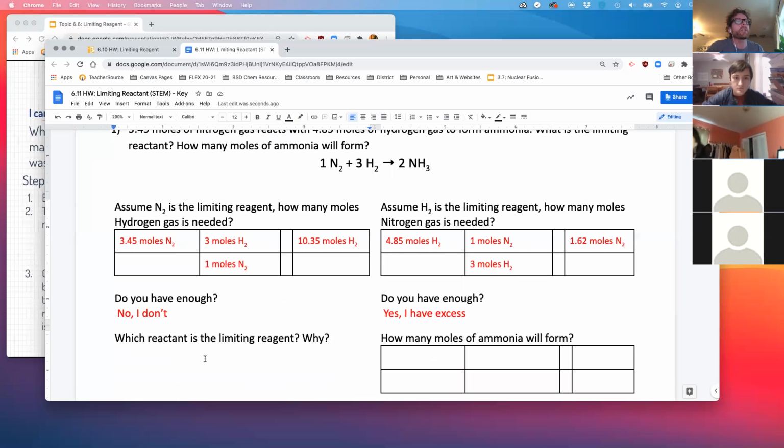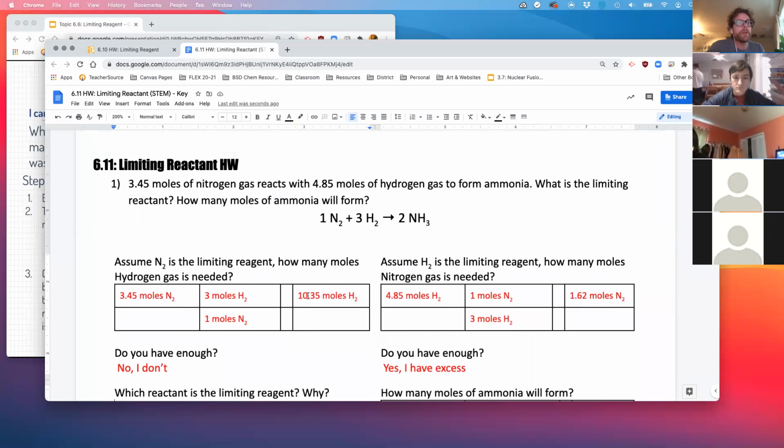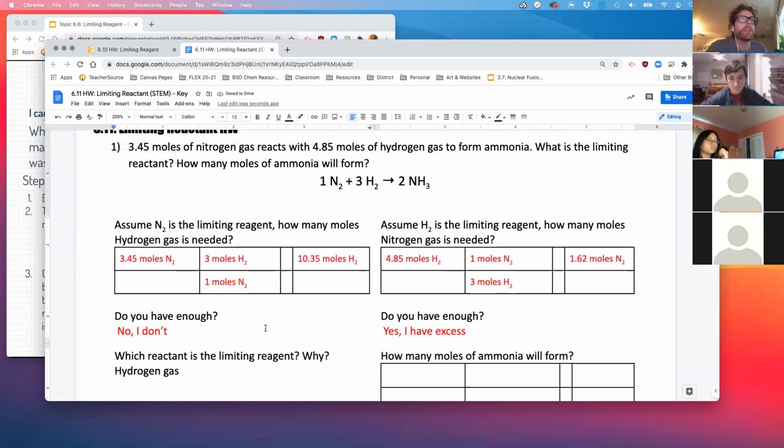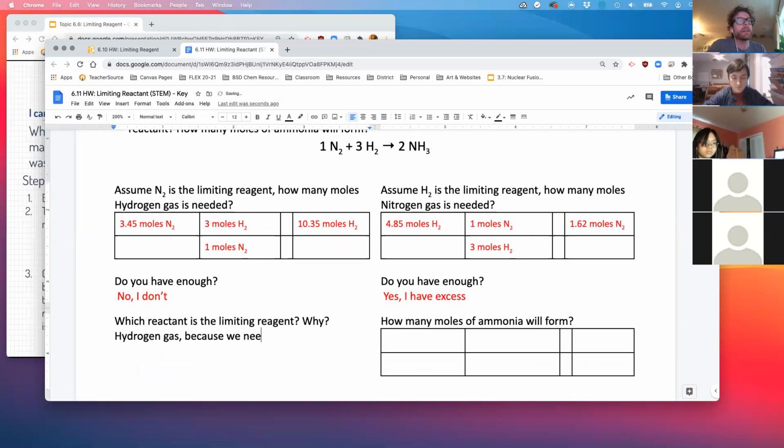Okay, so which is the limiting reagent? Well, in this case, it was hydrogen gas. And why was it limiting? Because we needed 10.35 moles and we didn't have enough. Okay?